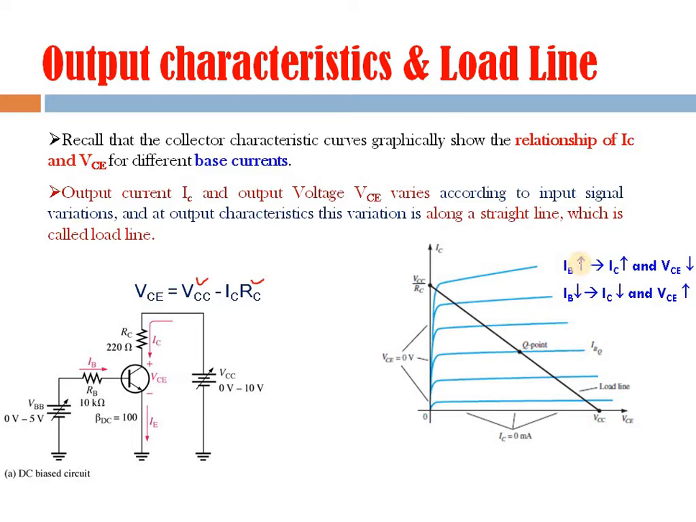You can see that if IB increases in the circuit, IC increases. If IB increases, this is a higher IB curve and this is a lower IB curve. So if you go to the higher curve, then IC increases of course, and this variation is along the straight line. And if IC is increasing, the output voltage VCE is decreasing. Similarly, if IB is decreasing, we go to the lower IB curve, but we have to travel along this straight line only. Then IC is decreasing, but VCE is increasing.